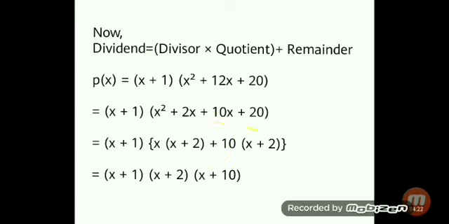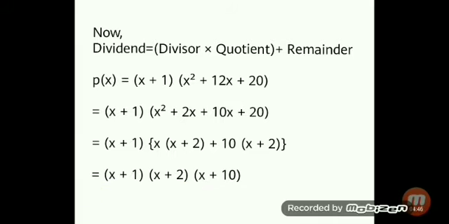And we take 10 common from third and fourth term. We get x plus 2. Now we take x plus 2 common from both the terms. Then the last factor becomes x plus 10. So we write x plus 10 as our last factor. So the factors of the px or the polynomial given in the question is x plus 1, x plus 2 and x plus 10.